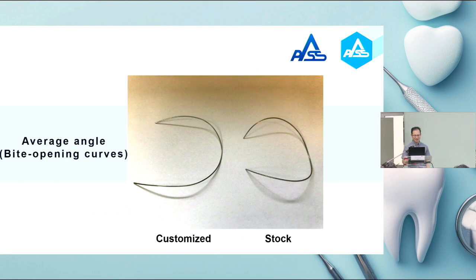Let's see some cases. In an average angle case, we can usually use a bite opening curve. These are two different types of bite opening curve. The left one is an individual archwire with bite opening curve, and the right one is a pre-made archwire with bite opening curve, whose molar width is small.